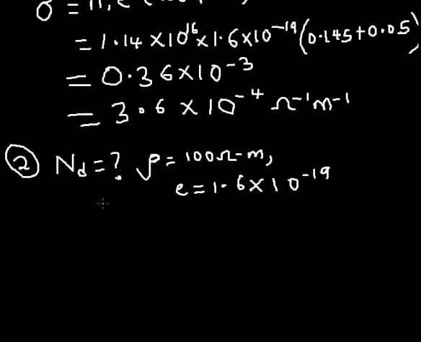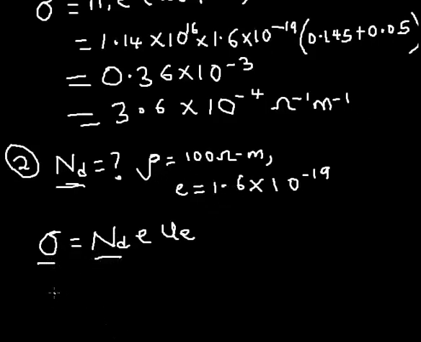So in this case, we are dealing with an n-type semiconductor, and we are looking for the donor concentration. Remember the formula: conductivity of the n-type semiconductor is equal to the donor concentration multiplied by the electron charge, then multiplied by the mobility of the electron. But for me to get this donor concentration, I need the conductivity. Where am I getting conductivity from?